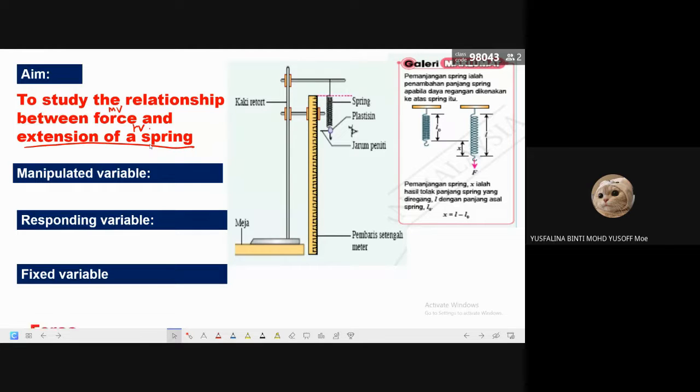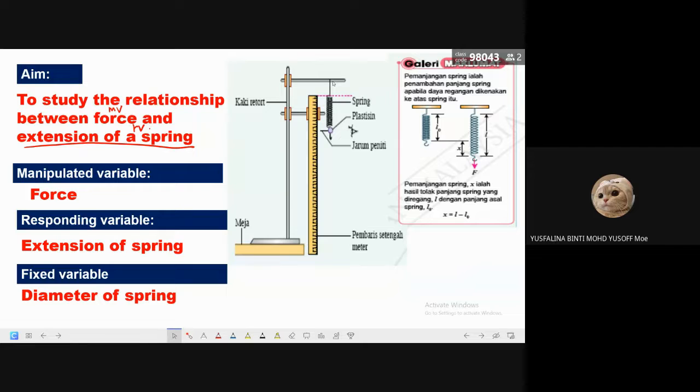So the manipulated variable is the force. The responding variable is the extension of the spring, and the fixed variables can be the diameter of the spring, the initial length of the spring, and the type of spring, that is, the material used for the spring. So this is how you set up the apparatus.